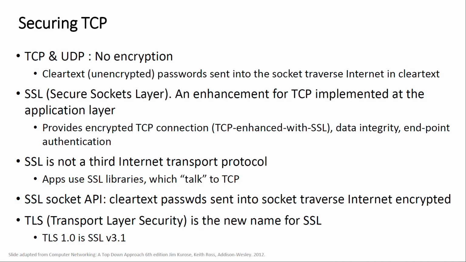In order to overcome this problem, SSL was introduced, which is Secure Sockets Layer. This is an enhancement for TCP implemented at the application layer. It provides an encrypted TCP connection, or TCP enhanced with SSL. It provides data integrity and endpoint authentication. SSL is not a third internet transport protocol. Applications just use SSL libraries which talk to TCP. So this way you get encryption. The SSL socket API allows clear text passwords sent into the socket to traverse the internet encrypted. So you are just using a library.